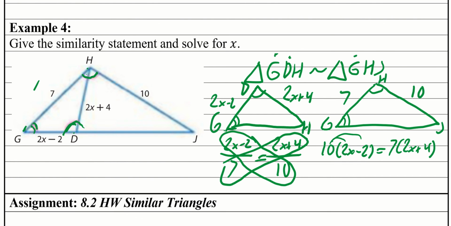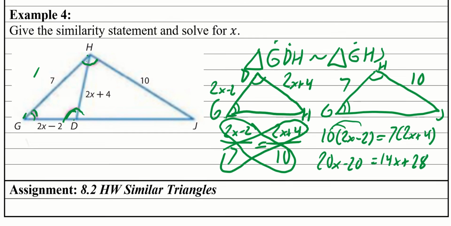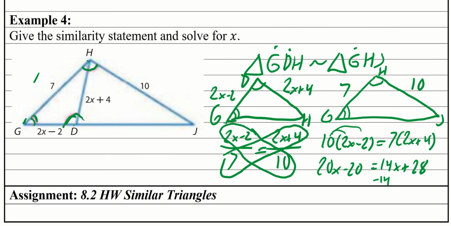So I distribute here. I have 2x times 10, so 20x minus 20 equals 7 times 2x, which is 14x, plus 4 times 7, which is 28. And now we just need to solve. So we subtract 14x from both sides. When I do that, these cancel. I'm left with 6x minus 20 equals 28.